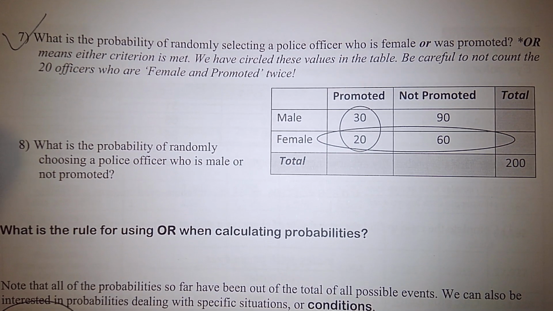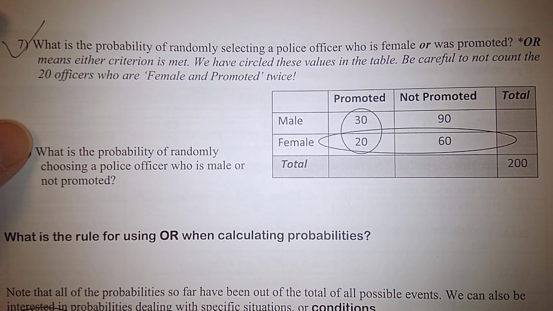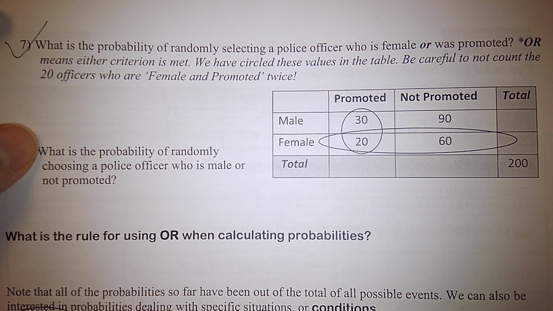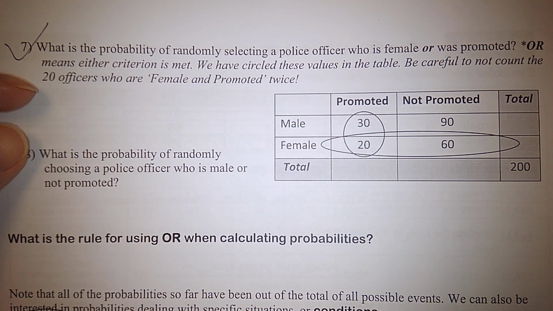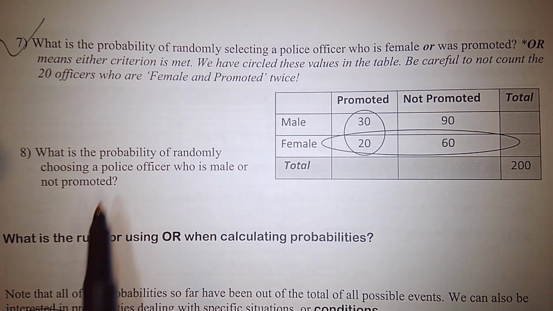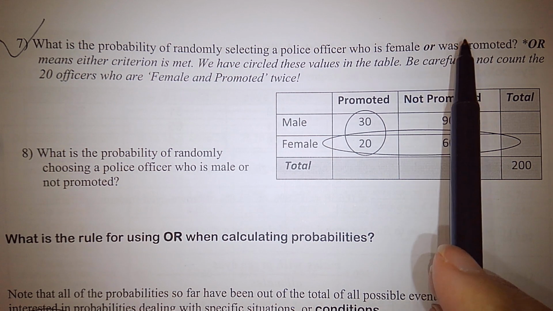Irma, can you read question 7 for us? What is the probability of randomly selecting a police officer who is female or was promoted? OR means either criterion is met. We have circled these values in the table. Be careful not to count the 20 officers who are female and promoted twice. Okay, good.